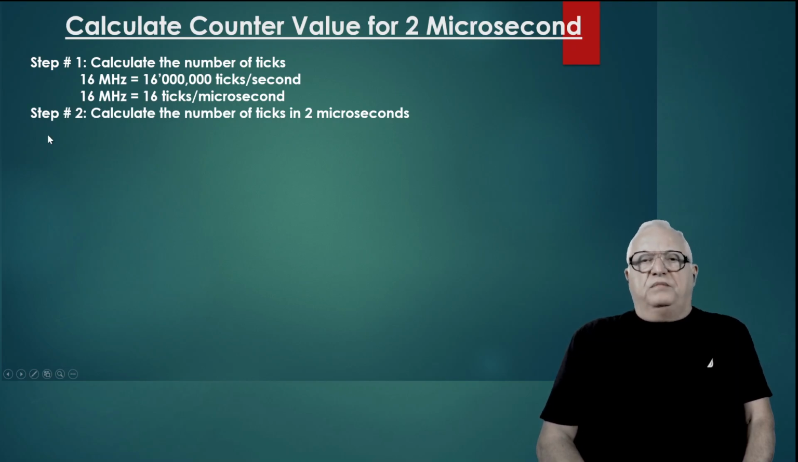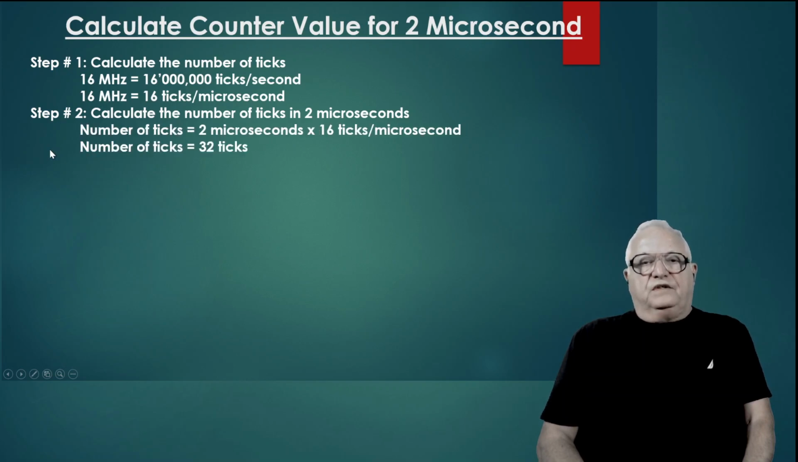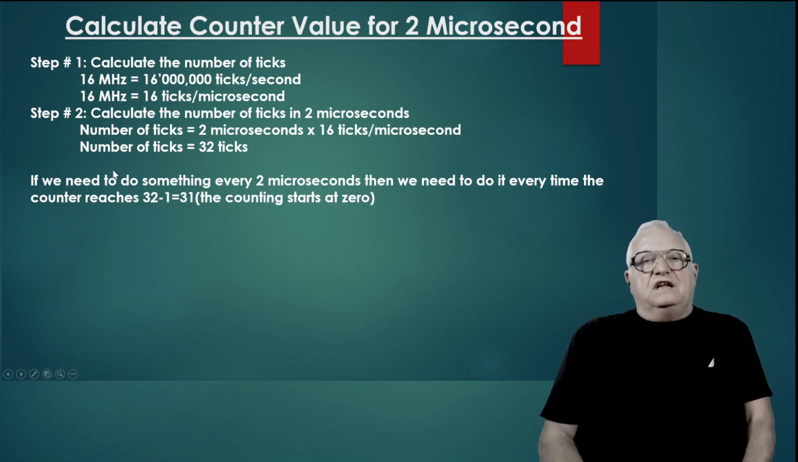Let's calculate the number for 2 microseconds. Okay. So the number of ticks for 2 microseconds is going to be equal to 2 times 16 ticks per microsecond. So that's going to be 32 ticks. So if we want to do something every 2 microseconds, that means that we have to do something every 31 ticks. Now, why do I say 31? Because we start our count at 0 and not at 1.